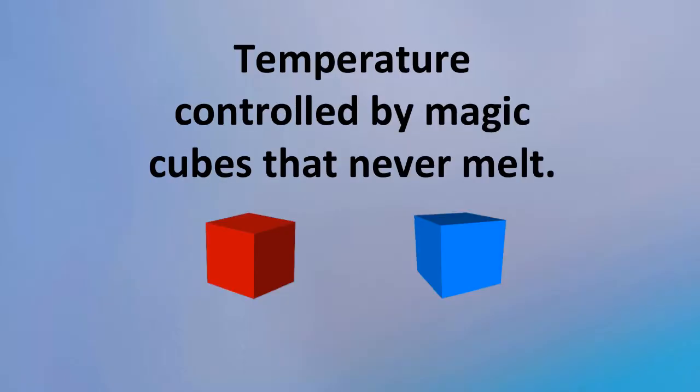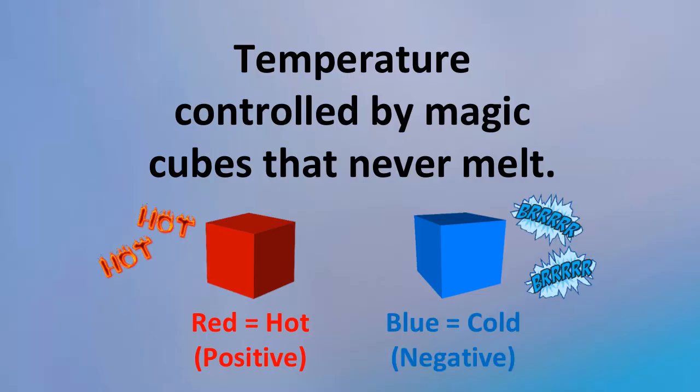We control the temperature by adding or removing magical integer cubes that never melt. There are red cubes that represent hot cubes. These are positive numbers, and each block raises the temperature of the soup 1 degree. But there are also cold cubes, which we'll use the blue cubes for. These represent negative numbers and lower the temperature of our soup by 1 degree. Is everyone ready to get started cooking? Great, let's get to it.